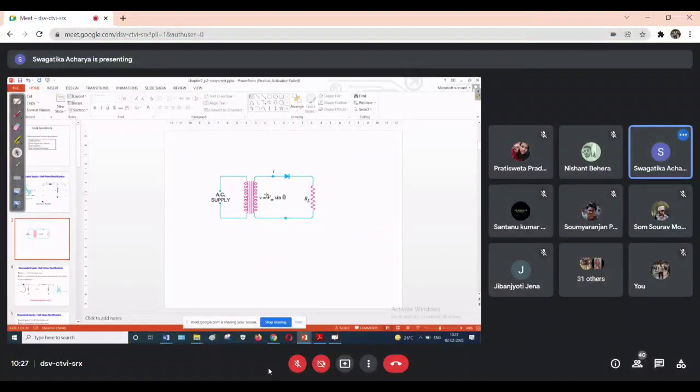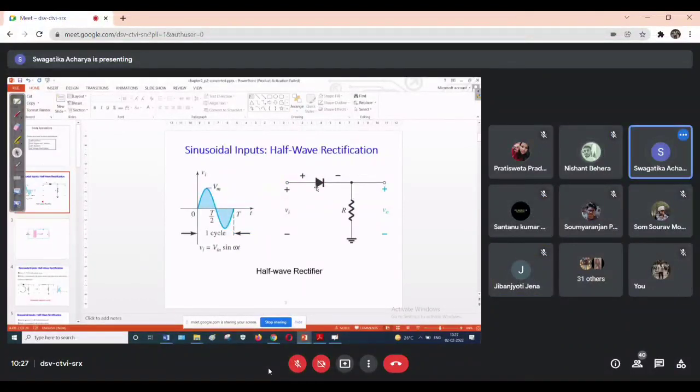Coming to this circuit, the input is like this, one sine wave, vm sin omega t. Now this is our input voltage that is provided here. Now we will see the first half, the positive half. If the positive half is given, then what will happen?